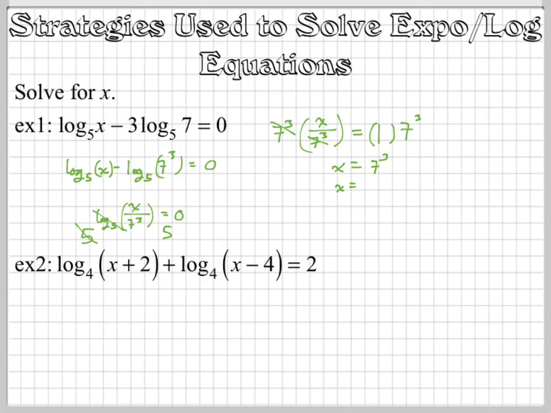Yeah, it's 49 times 7. 343. Bam. Let's go into the next one so we can get down with our next examples.